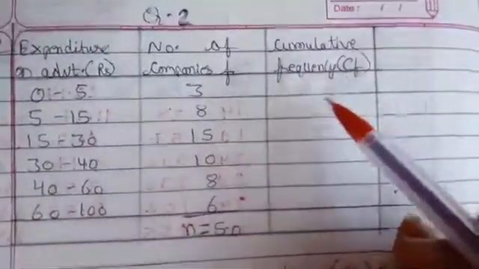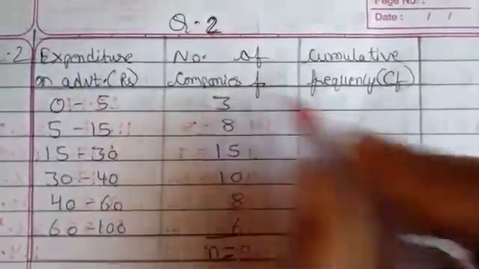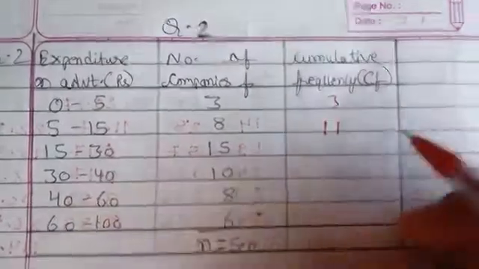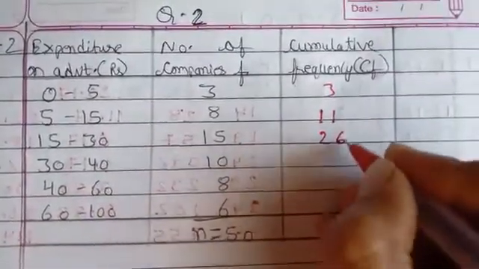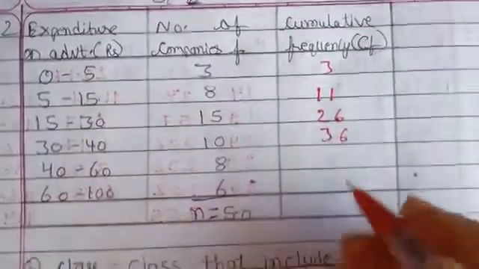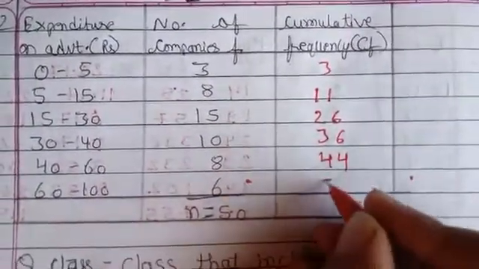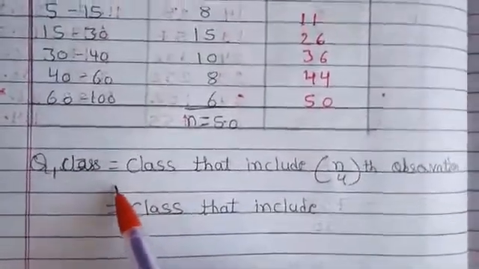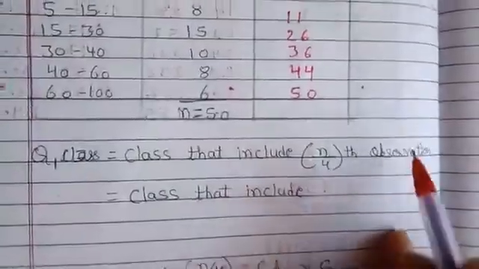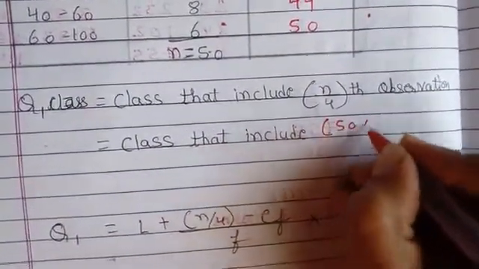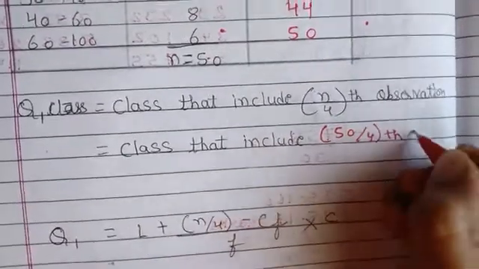Now expenditure and frequencies. First of all we will find out the CF column. 3 plus 8, that is 11. 11 plus 15, 26. 26 plus 10, 36. 36 plus 8, that is 44. And 44 plus 6, that is 50. Now I will find out the Q1 class. That is the class that includes the n by 4th observation, that is 50 upon 4th observation.